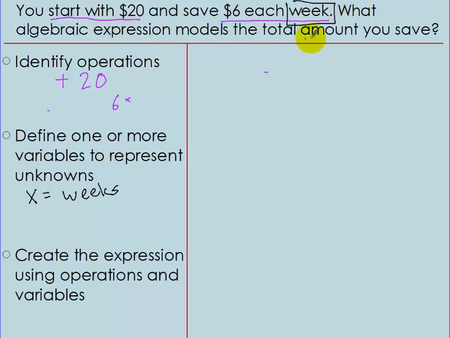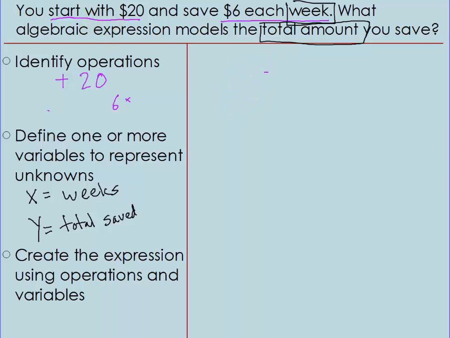Now reading the rest of this: what algebraic expression models the total amount I saved? So this is another thing. What's my total? That's actually going to be another variable here. I'm going to call this y equals total saved, because we don't know that. That's what we're trying to find out. One way you can find your unknowns is to look at what the question is actually asking you to find.